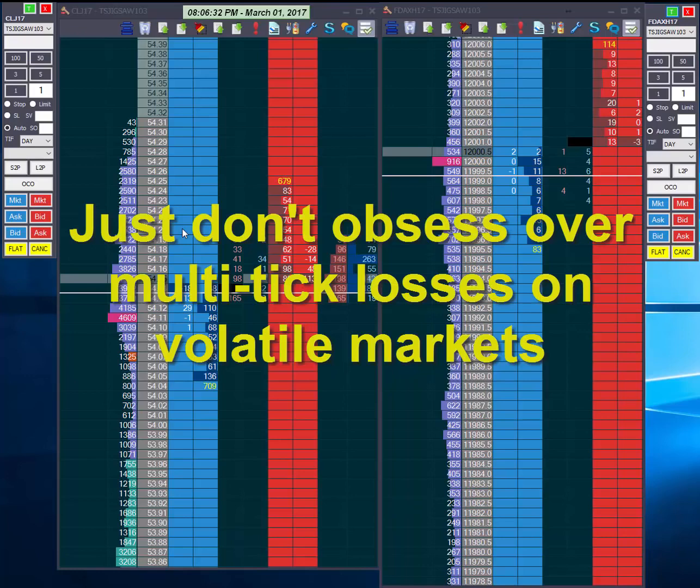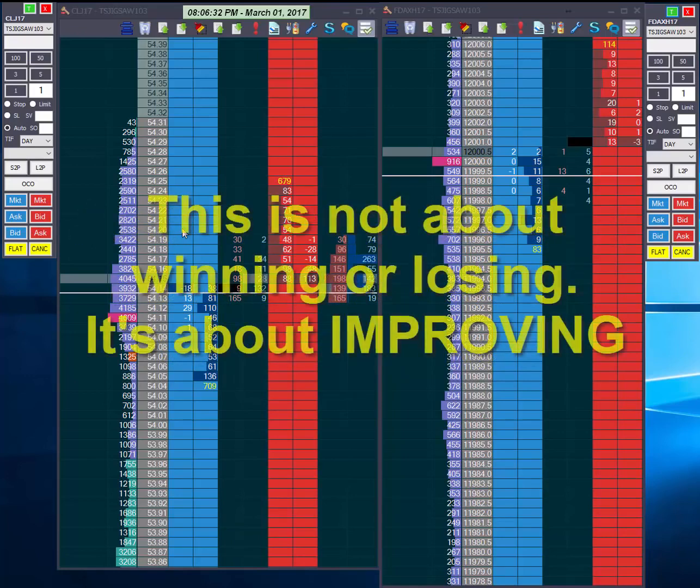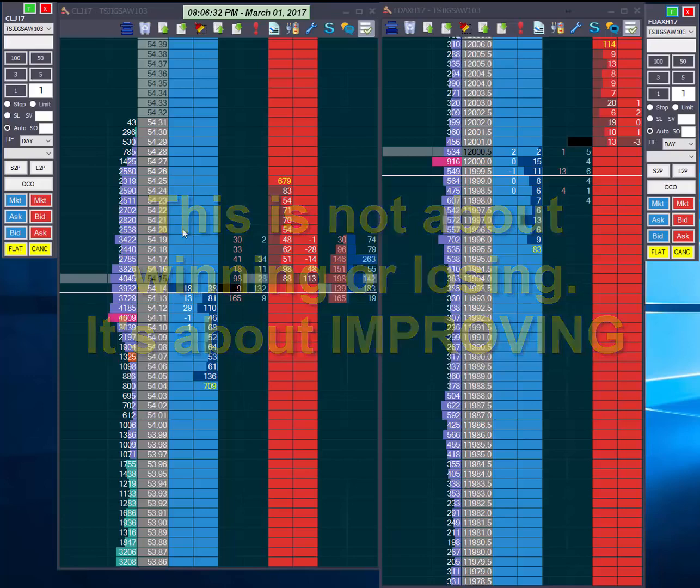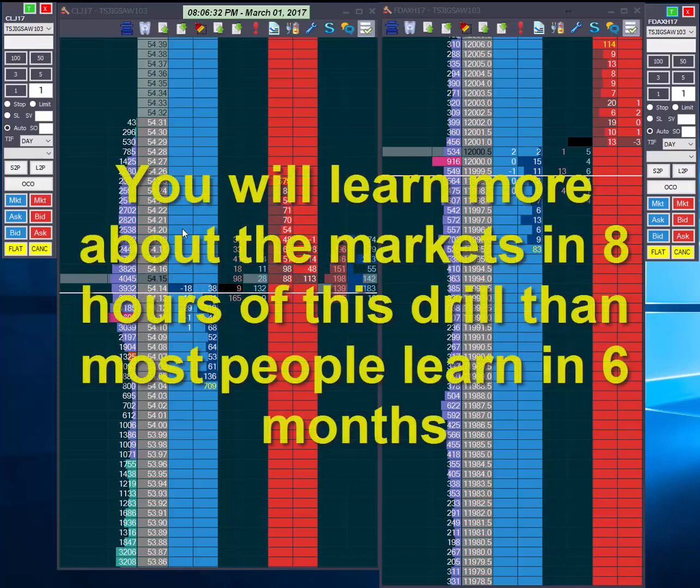And that's why you don't need to make this about winning or losing. Because if you make it about winning or losing, a couple of three tick losers on crude, that's gonna make you feel bad, and then most likely you'll stop doing the drill. And it would be silly to stop, because if you do this drill, you'll learn more about the market in 8 hours than most people learn in 6 months.